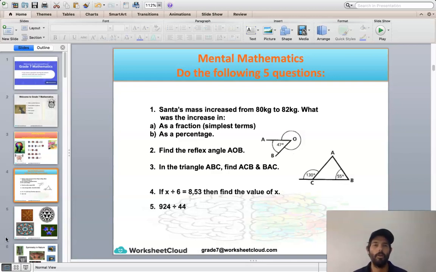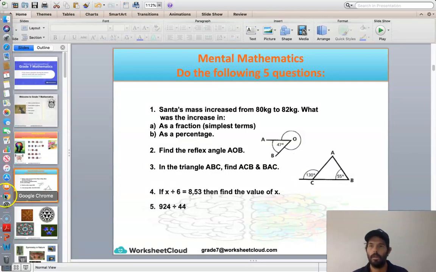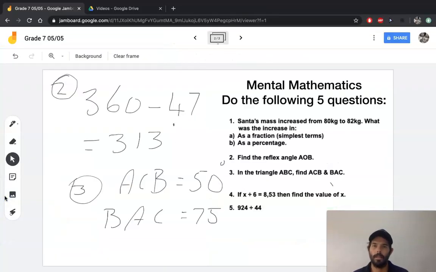And then if I know the two base angles, 50 and 55, then BAC must be 180 minus 50 and 55, and that will give me 75 degrees, and that looks like that.